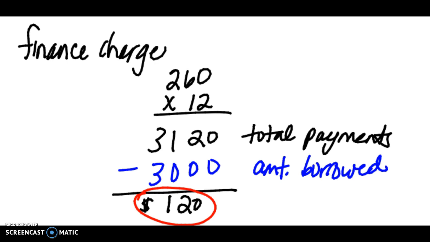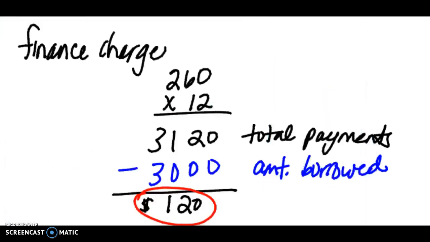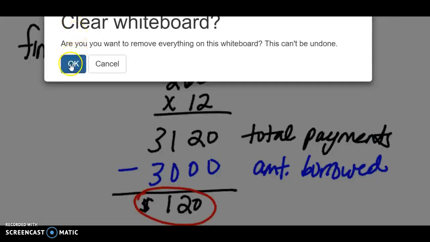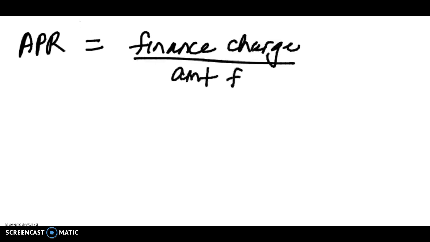Now let's see what the next part of the question asks us. So the next part of the question says, use the APR table to find the APR. All right. So if we remember, APR is found by taking the finance charge and dividing it by the amount financed, then multiplying it by 100 and using the table.